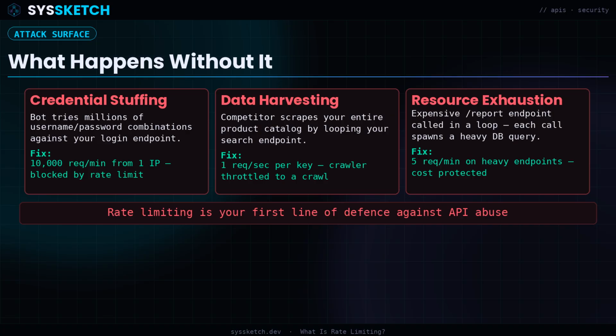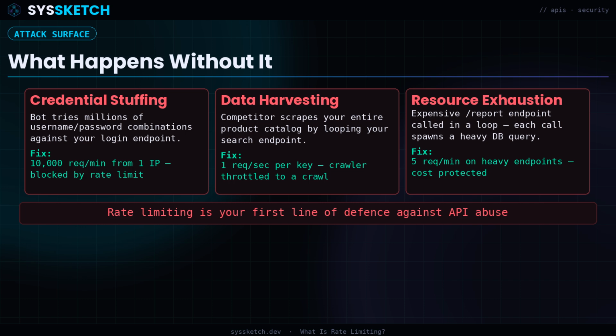Data harvesting is when a competitor loops through your search or product API to scrape your entire catalog. Rate limit to 1 request per second per API key, and the scraper would take years to finish. Resource exhaustion is when an expensive endpoint, like a report generator that runs a heavy database query, gets called in a loop.